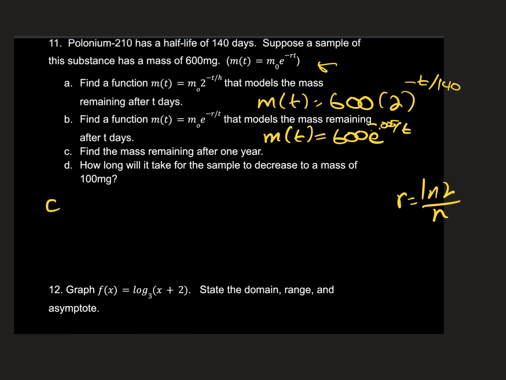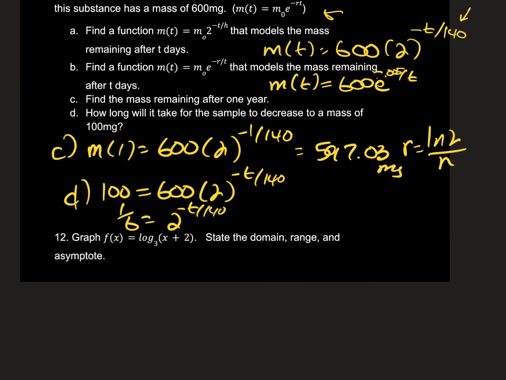Now when it says part C here, it says find the mass remaining after 1 year. It's your choice which one you want to use. It makes no difference. I'm going to use the first one. I don't really know why, but I'm just going to use that one. So after 1 year, I'm doing 600 times 2 to the negative 1 over 140th power. Just going to punch that straight in my calculator.